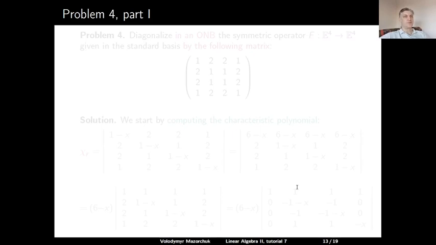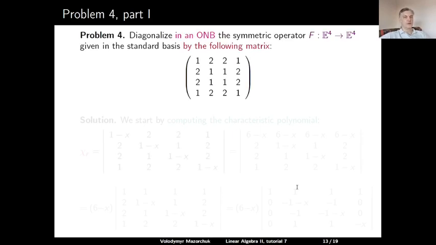Problem 4. Diagonalize in an orthonormal basis the symmetric operator f from E4 to E4, which is given in the standard basis by the following matrix: 1, 2, 2, 1, 2, 1, 1, 2, 2, 1, 1, 2, 1, 2, 2, 1. So this is a symmetric matrix. The standard basis is an ONB, so a symmetric matrix describes a symmetric linear operator in an ONB.